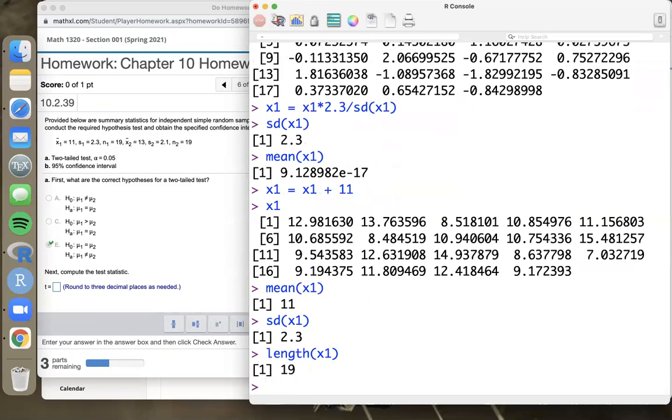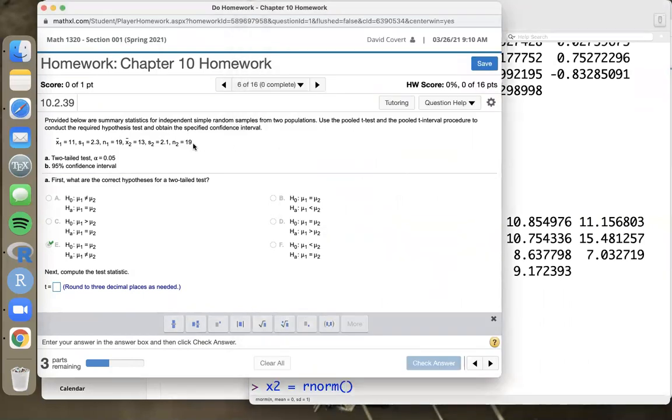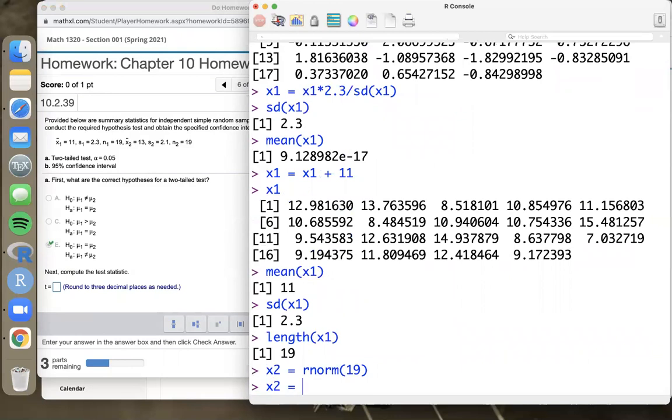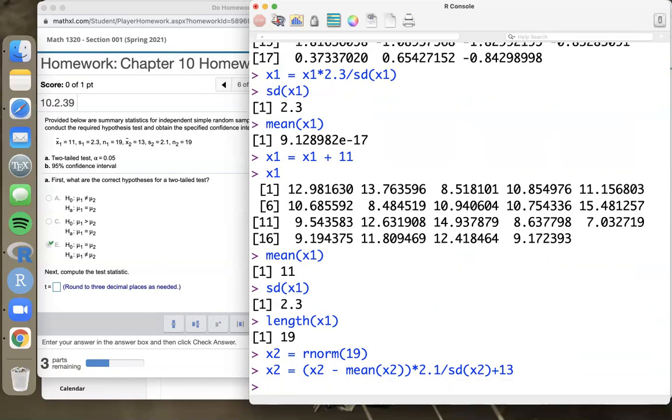I guess we've already done it to x1, so I'll show you quickly how to do it with x2. Here we again need 19 data points because our n2 is 19 again. And then I'm going to take x2 minus the mean of x2, times the standard deviation we want, which was 2.1, divided by the standard deviation of x2, plus 13. And then here's our data set that we want.